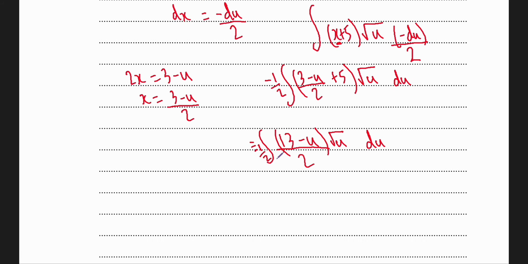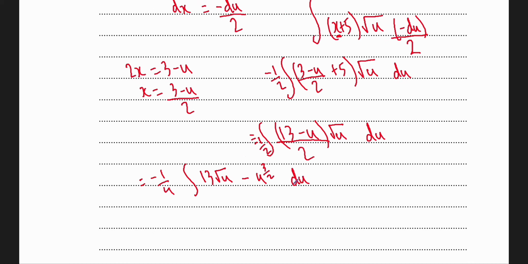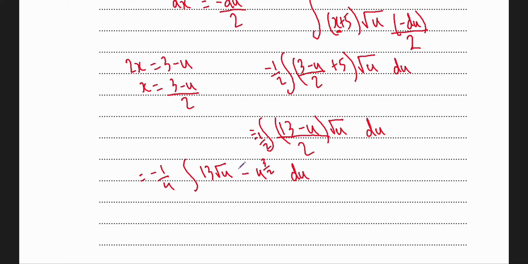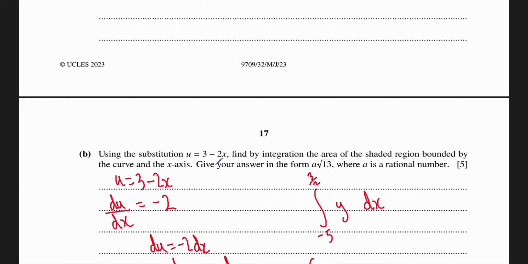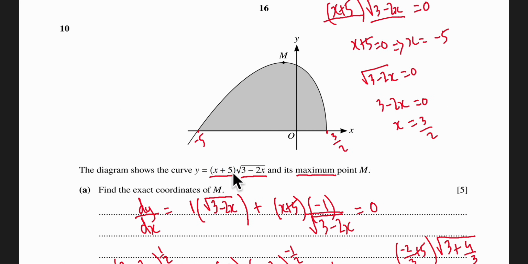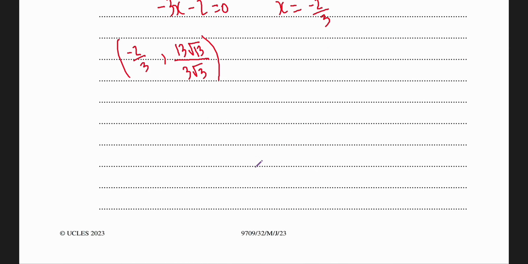Still remember, there are no limits because those will change. Now, we can bring the half over here outside, so we have -1/4 integral of, and we can expand the bracket, so we can have 13 square root of u minus u times square root of u, which is u to the power 3/2. It's just simple indices with respect to u. And now you see we can actually start integrating because this is all in terms of u. We have got rid of x, and this is an integral that's very easy to do with just the reverse power rule. Whereas if you had to integrate this right here, yeah, good luck with that. I don't know how you're going to integrate that without u substitution.